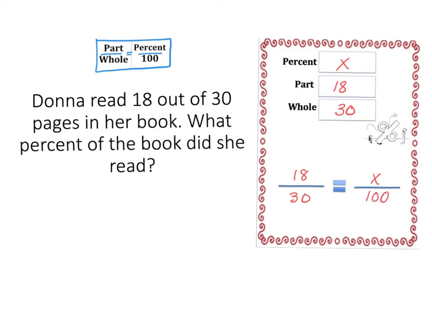So if I do my cross multiplying, I end up with 30x equals 1,800. And when I solve for x, dividing by 30, x equals 600. Oh heavens, I just heard myself. It certainly does not equal 600, it equals 60. Since we were finding our percent this time, we know that 18 out of 30 pages is 60% of Donna's book.